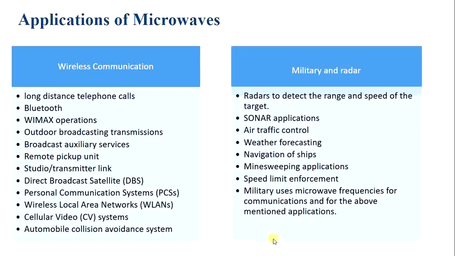The other category is military and radar applications. Mainly the radars that are used to detect the range and the speed of the target, then sonar applications, air traffic controlling, then weather forecasting, navigation of ship, then minesweeping applications, speed limit enforcement, and military uses these microwave frequencies for communication and for the above mentioned applications.